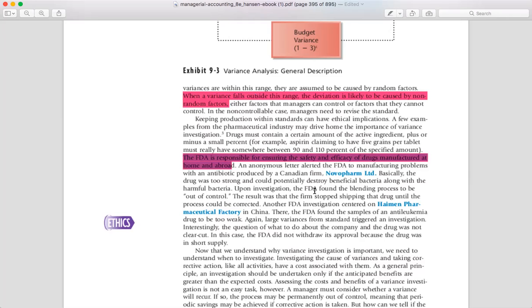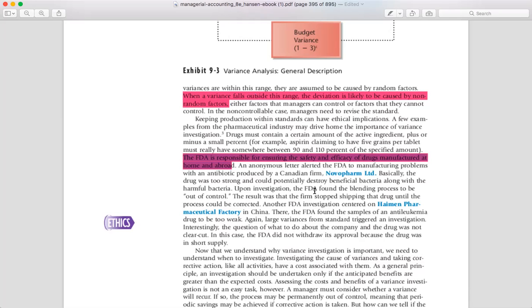So basically, the drug was too strong and probably could destroy even the beneficial bacteria along with the harmful ones. Based on an investigation, the FDA found the blending process to be out of control. So the result was that the firm stopped shipping that drug until the process could be corrected.